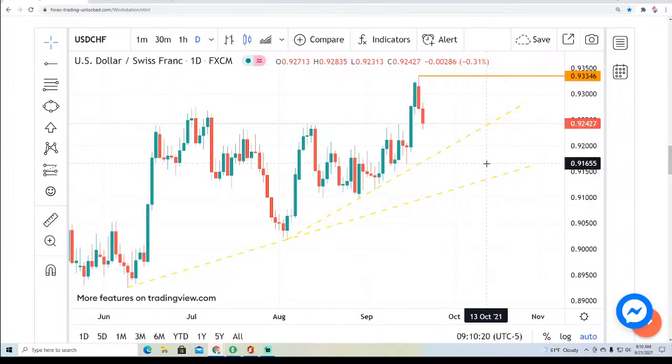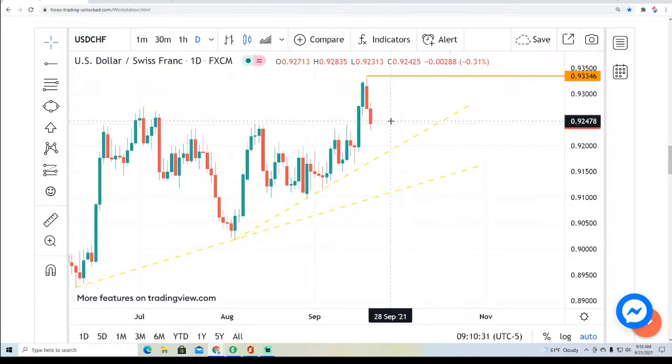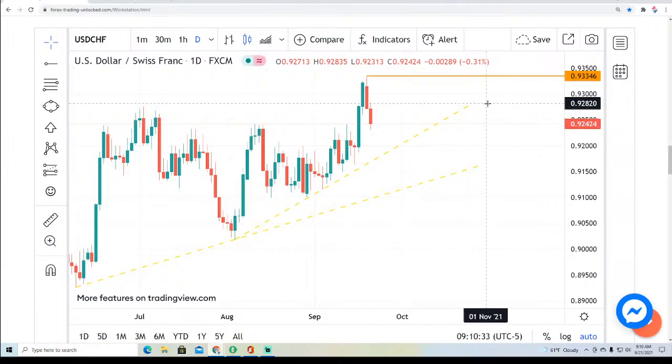Probably not. But are we going to continue to trend to the upside? If we take out 93.34, odds are we are on our way to 94.5, 95 even in the U.S. dollar Swiss between now and the end of October.